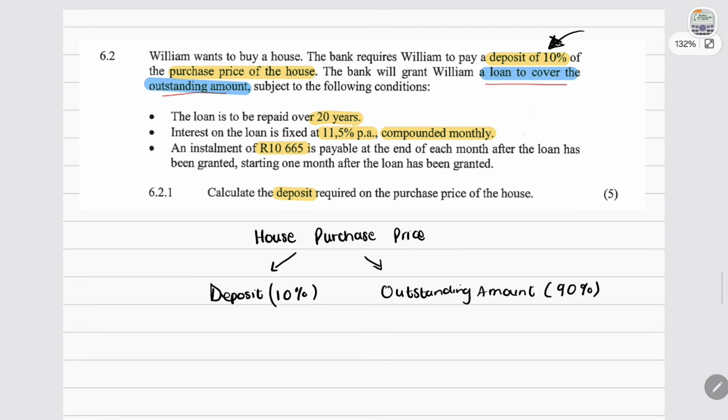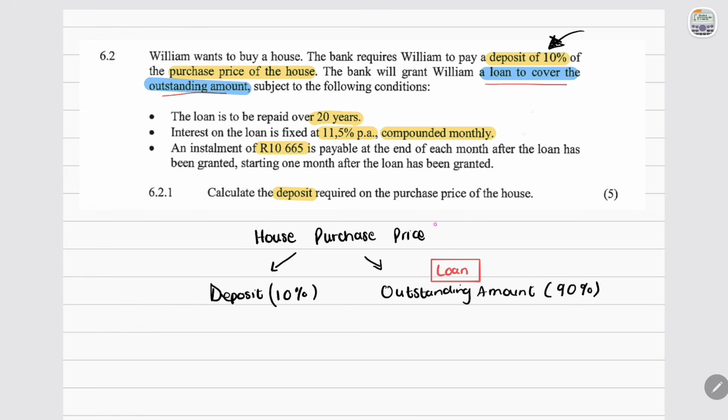The information they have given us is the loan, okay? And remember that the loan is based on whatever the outstanding amount is, because they only give him a loan on the outstanding amount. So we need to find this. So clearly here, what we need to do is we are going to use this, okay? Because the loan information they gave us is on the outstanding amount. So we're going to use that info to find out what exactly the outstanding amount is, okay? What he takes a loan out on.